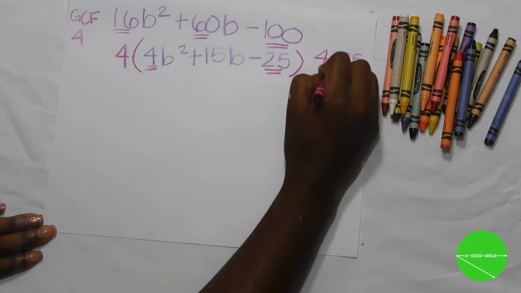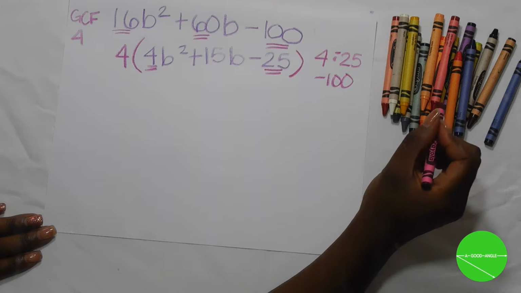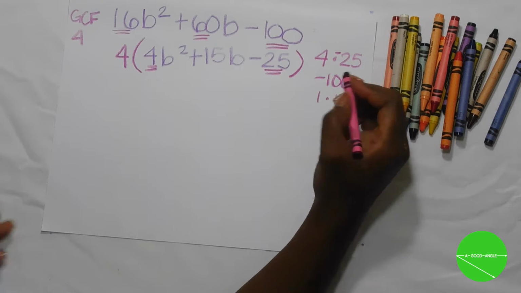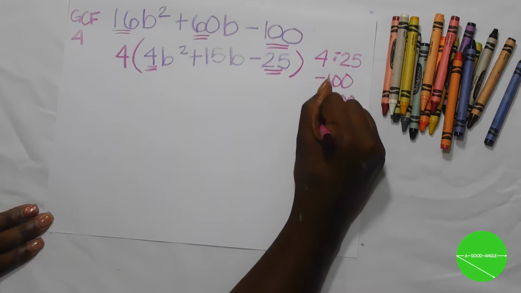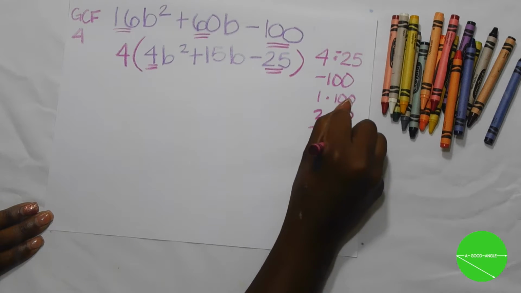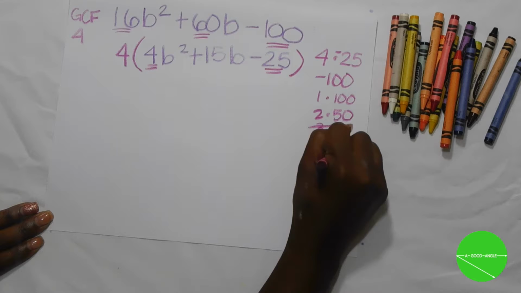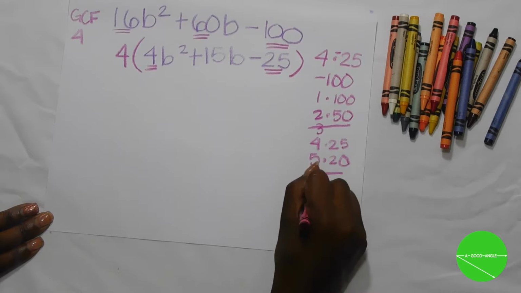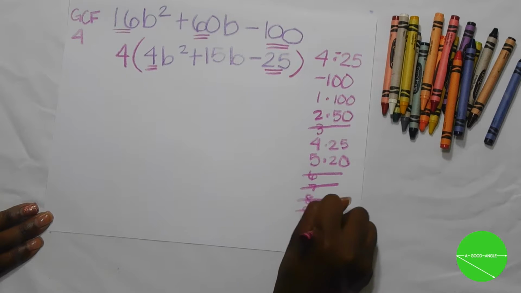Once I get that 100, I'm going to find factors of 100 that add to give me 15. So we're going to list all the factors of 100. 1 times 100, 2 times 50, 3 times nothing, 4 times 25, and so on, all the way till I get to the end of the list.